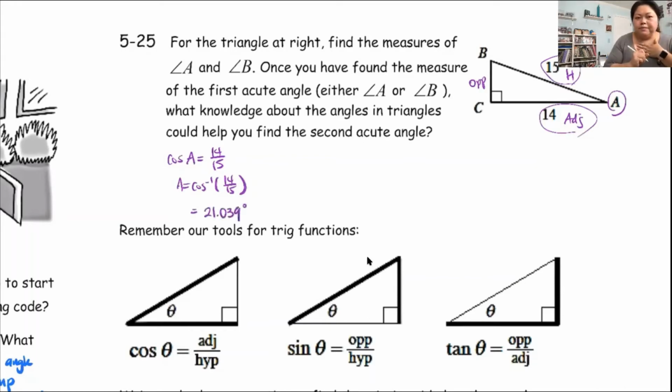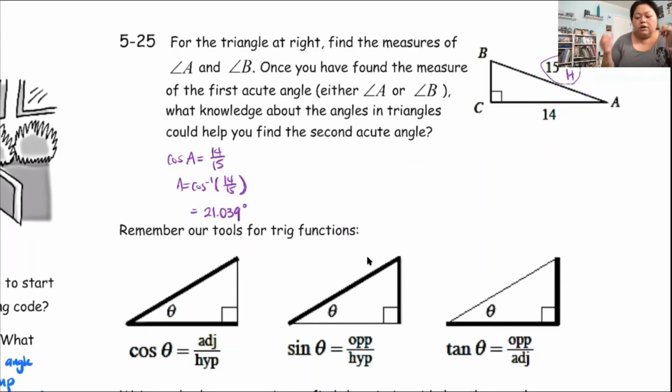21.039 degrees. Okay, now your book is saying, hey, if you got angle A, and you know this is 90 degrees, you could figure out the third angle. But I wouldn't recommend you do that, because if you do it that way and you got the wrong answer for angle A, your angle B is going to be wrong too. So what I recommend you do is, okay, start new again. Start this problem new.